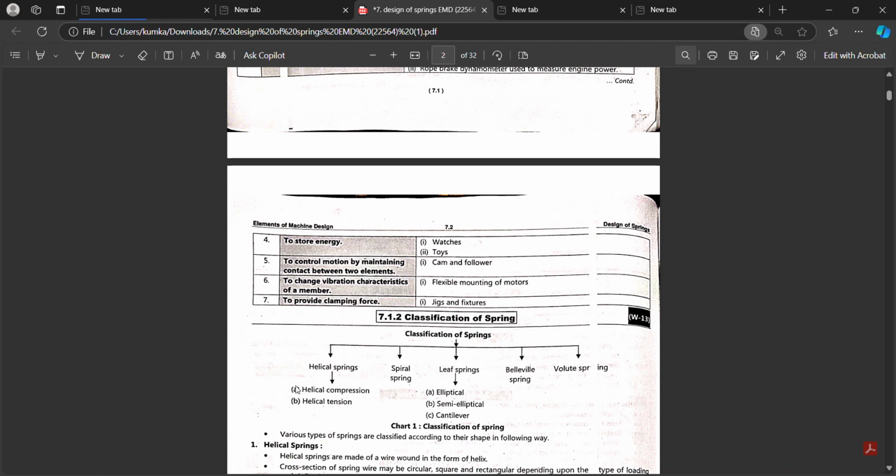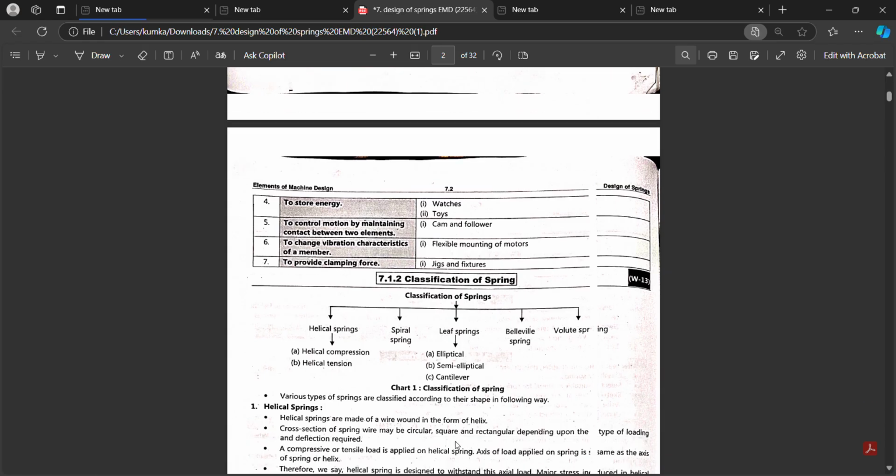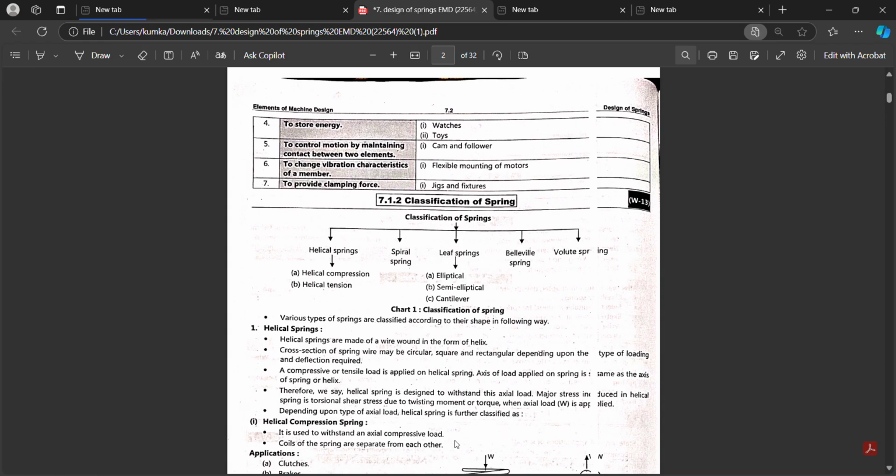The classification of spring. Let's take the classification of spring. Springs are classified as helical spring, spiral spring, leaf spring, bevel spring and volute spring. Helical springs are helical compression and helical tension. Leaf springs are elliptical, semi-elliptical and cantilever. What is helical spring?